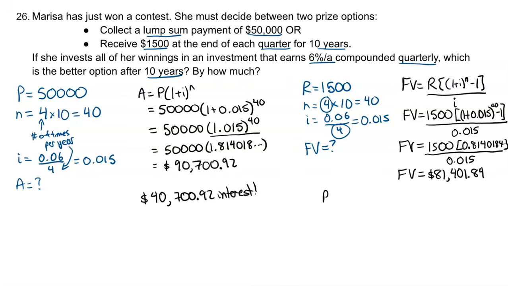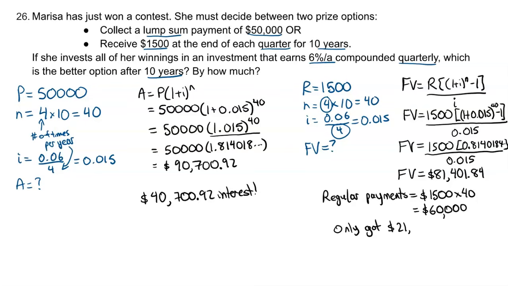The first difference is how much did she actually put in, or how much was she paid that she put into her account? Well, her regular payments were $1,500 and she was paid those 40 times. So she actually received $60,000 in this second case. You'd think that would amount to more, but she only gets $21,401.84. So the difference between $60,000 and $81,000, about $21,000, that's all the interest she's earned.